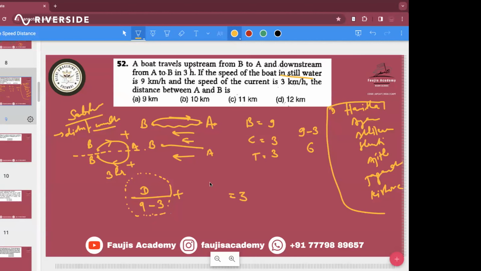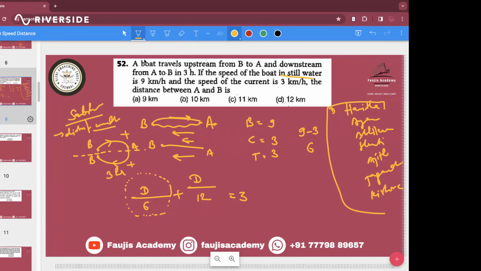And for coming back also the distance will remain the same, it's the same D. But this time the flow of current and the direction of his rowing are both the same. Same or not? So 9 plus 3, it is 12. Shall we write it simply as 9 minus 3, which is 6?